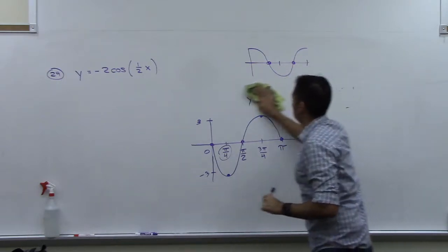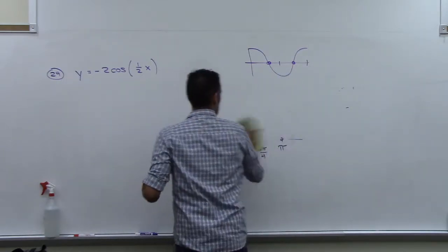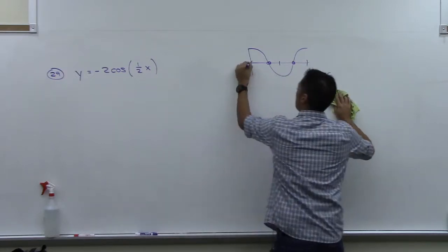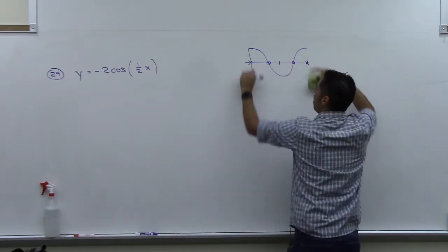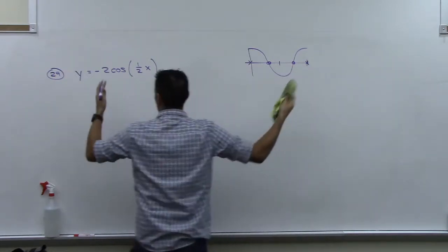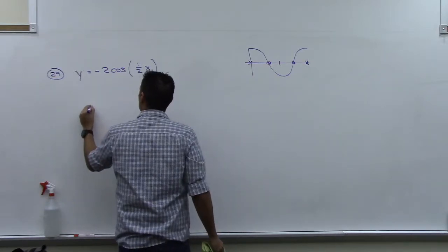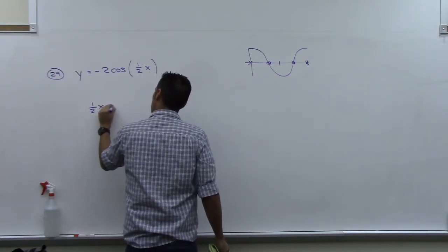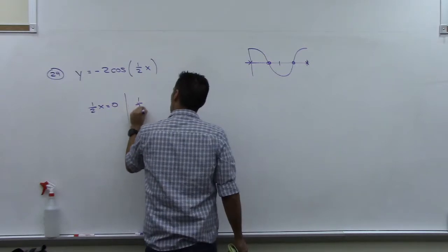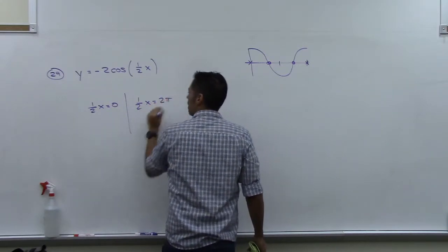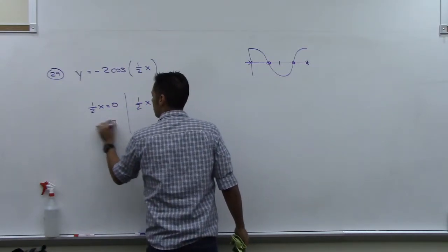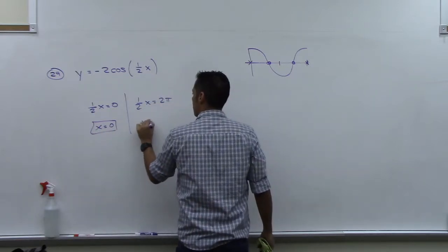Okay, so I'm going to try and find out where these 2 endpoints are first. Now, I don't know if they're up or down yet, but I can still find where that period is going to start and stop. So I take the argument, set it equal to 0. I take the argument, I set it equal to 2 pi. This solution is 0, and then this solution here is x is 4 pi.